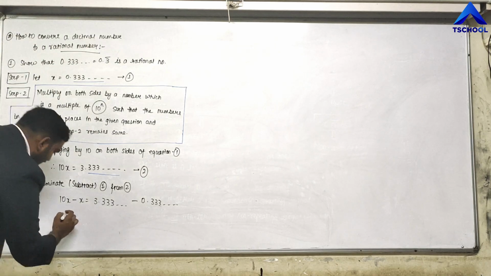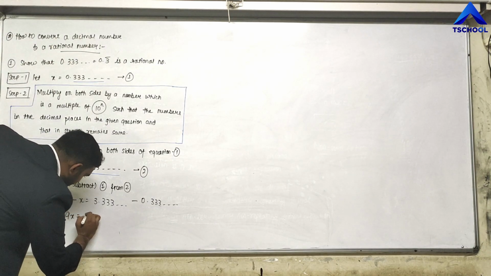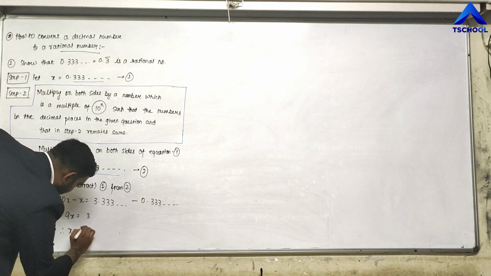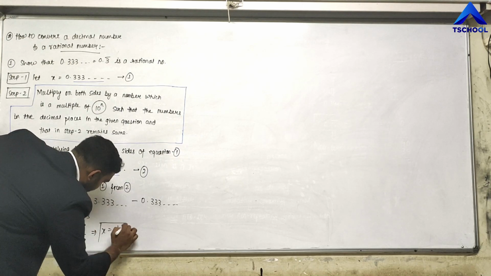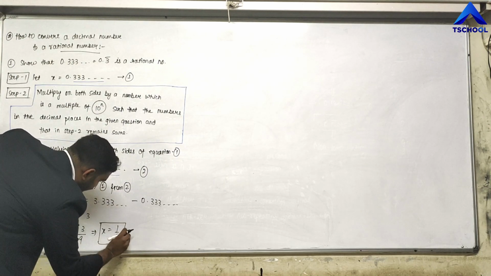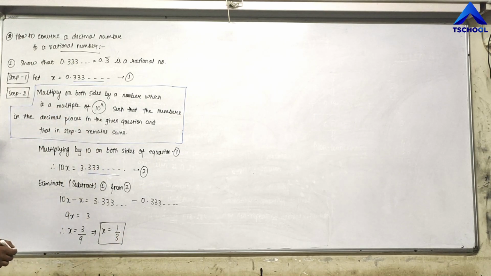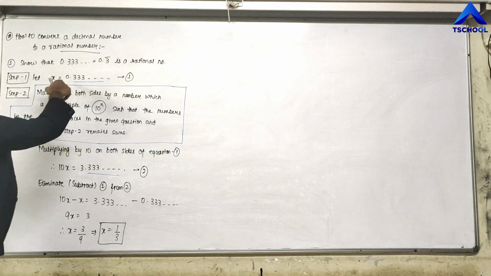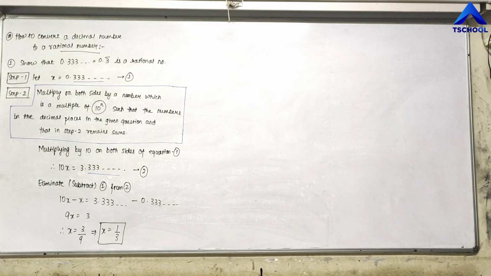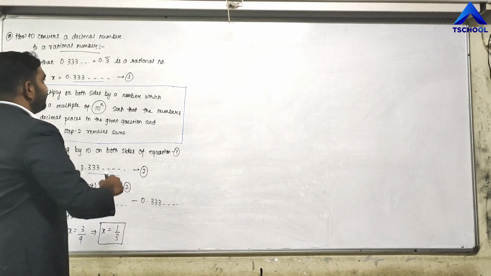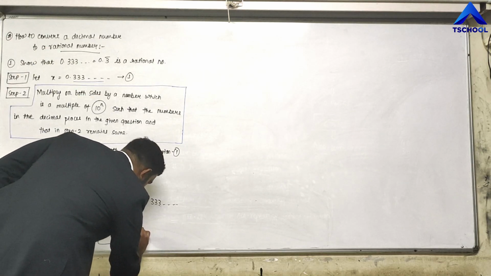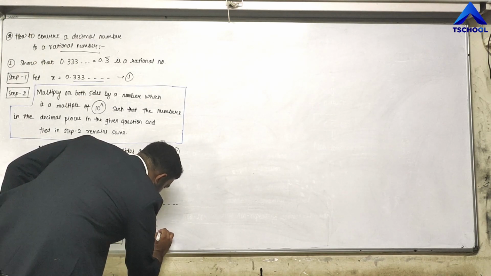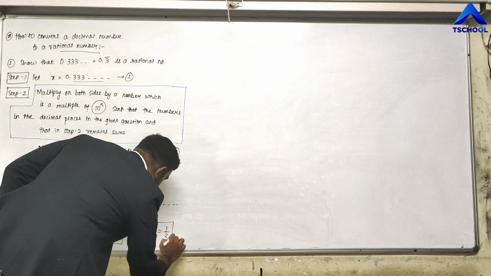So what I get here is 10x minus x, 9x equals 3, and hence x equals 3 by 9. This implies x equals 1 by 3, right? So coming to the conclusion, very important one, that this decimal expansion given to us here can be written in the rational form as 1 upon 3, right? This means that 0.33, therefore 0.3 bar, is equal to 1 upon 3, right?